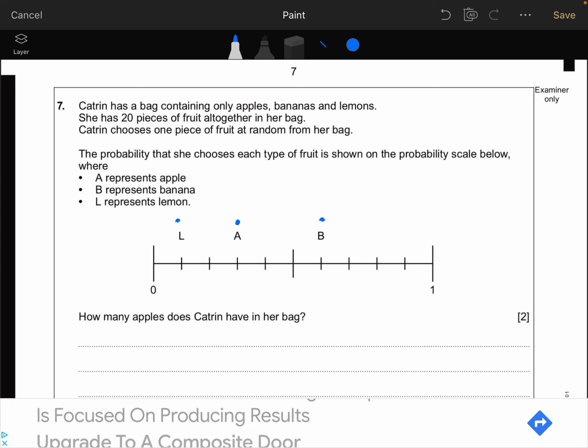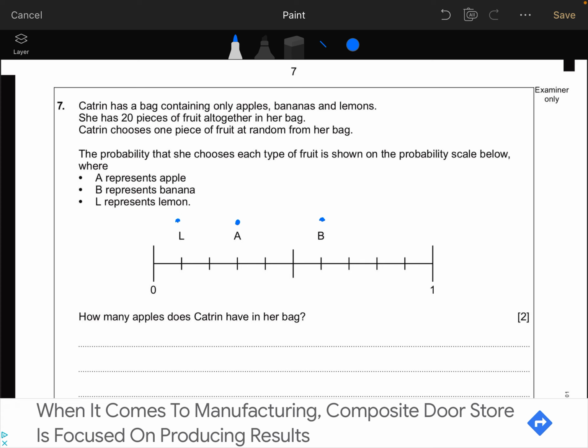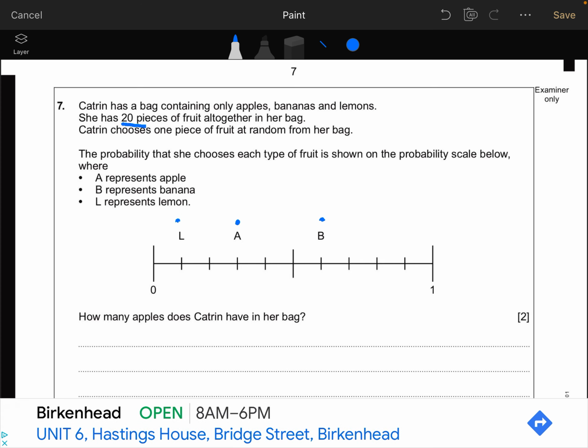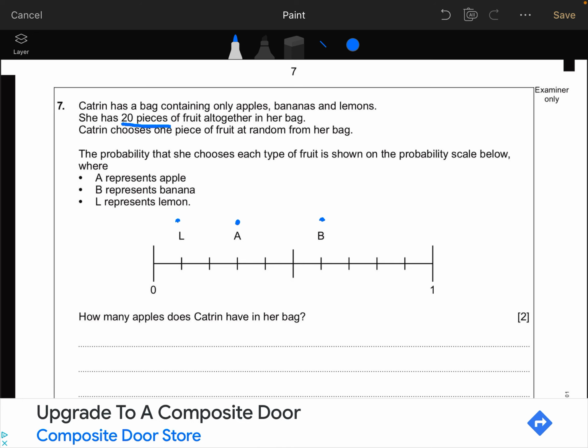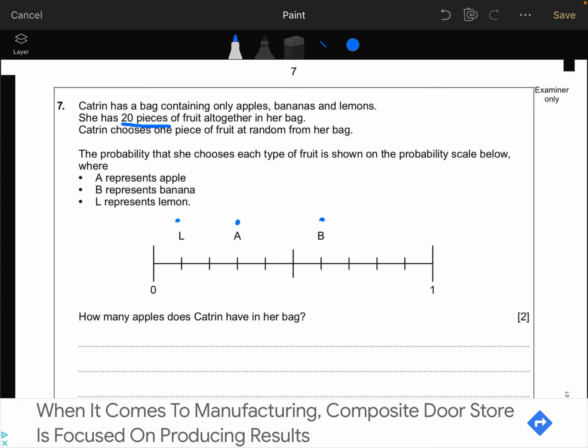Okay, how many apples does Catherine have in her bag? I think it's important to just check back now. There's important information inside this. There's 20 pieces of fruit altogether. That's probably a number that you need to remember. So I've underlined it there to highlight it.